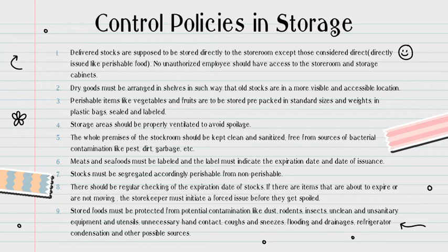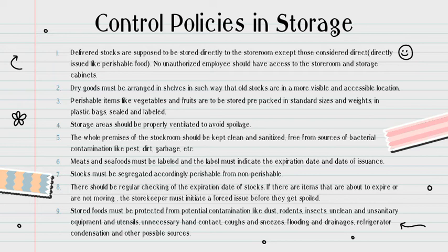The whole premises of the stockroom should be kept clean and sanitized, free from sources of bacterial contamination like pests, dirt, garbage, and other things that can cause contamination. Meats and seafood must be labeled and the label must indicate the expiration date and the date of issuance. Then stock must be segregated accordingly, perishable from non-perishable. There should be regular checking of the expiration date of stocks.